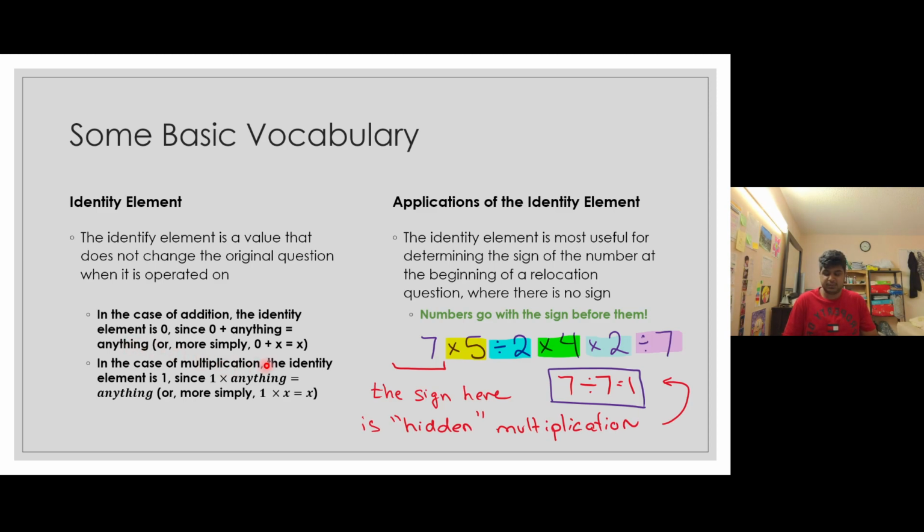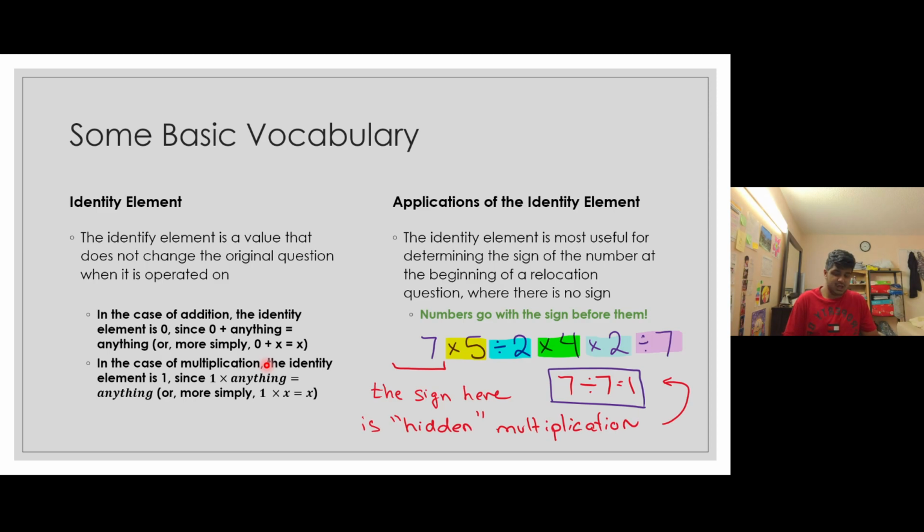Likewise, in the case of multiplication, 1 times anything gives you whatever it was. And so 1, we say, is the identity element of multiplication. Generally, we only have one identity element for each set of operations, so subtraction and division don't typically have identity elements the way that addition and multiplication do.